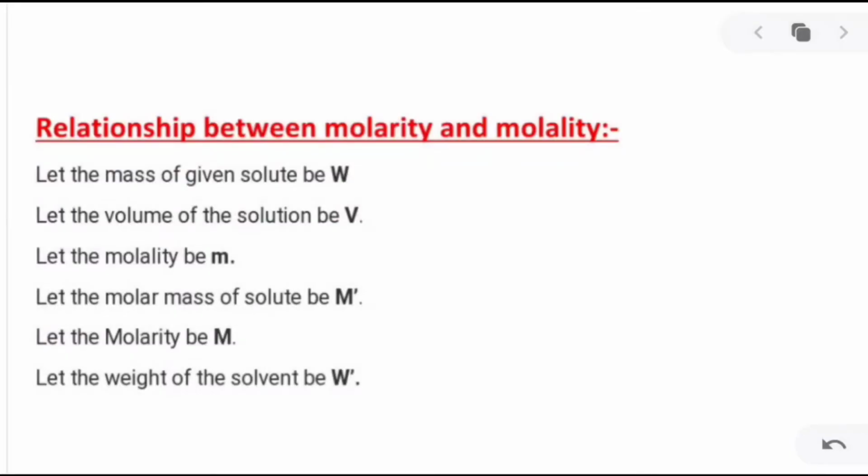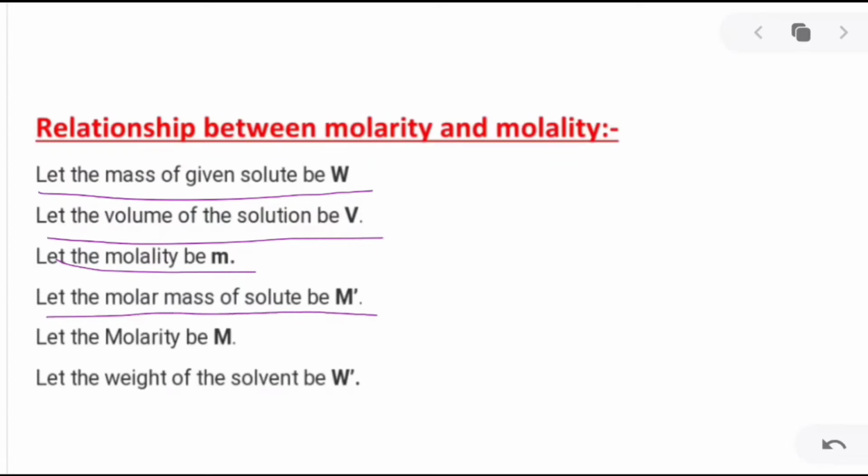Now let's see the relationship between molality and molarity. So to find the relationship between molarity and molality, let us assume that the mass of the given solute be capital W, the volume of the solution be capital V, the molality be small m, the molar mass of the solute be m dash, molarity be capital M and the weight of the solvent be W dash.